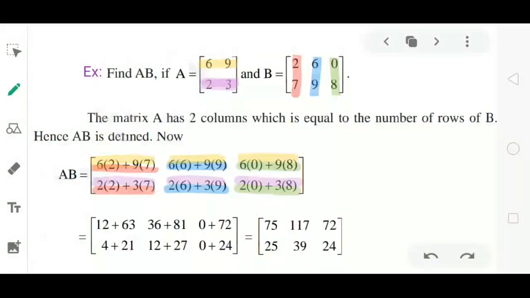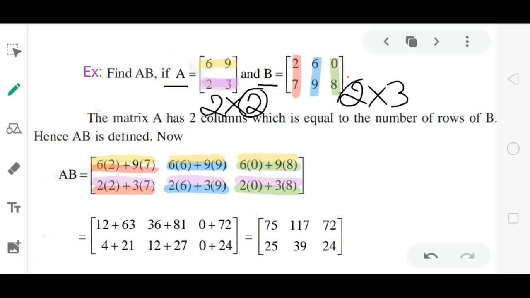Let us understand this by an example. Here we have two matrices A and B. Matrix A is of order 2 by 2, that is 2 rows and 2 columns. Matrix B is of order 2 by 3, that is 2 rows and 3 columns. Now observe here, the number of columns of A is equal to the number of rows of B. So these matrices are satisfying the condition of multiplication of matrices. So we can multiply A and B, that is we can define the product of A and B.